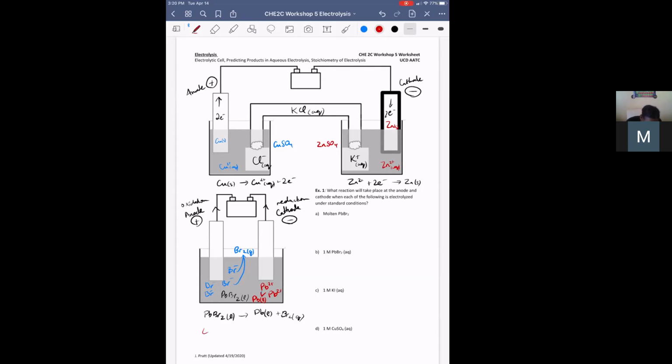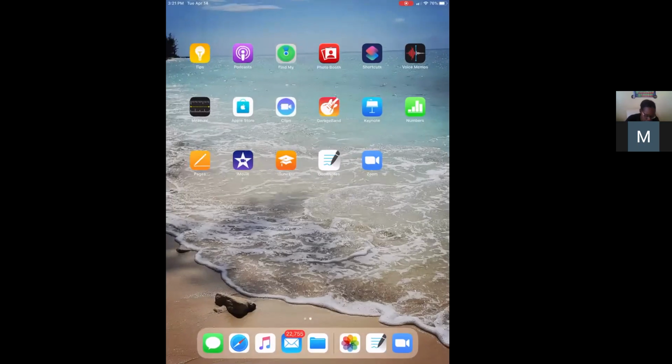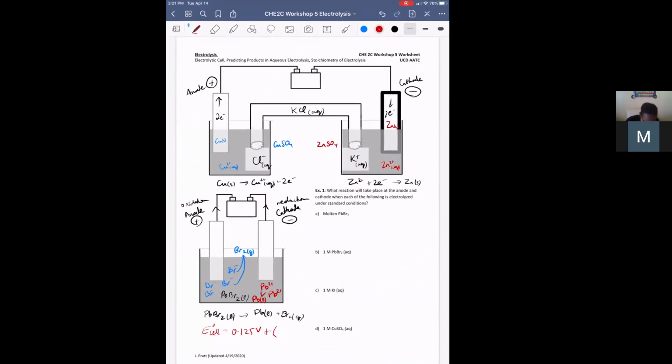If we were to think about the cell potential for this, our E0 cell, we can use our standard reduction potential tables to figure out what this value would be. Reduction occurs at our cathode, so we'll use our lead value there. That's negative 0.125 volts. And then we need to add our anode half reaction, which will be negative 1.065 volts. So our total E cell here would be negative 1.190 volts.